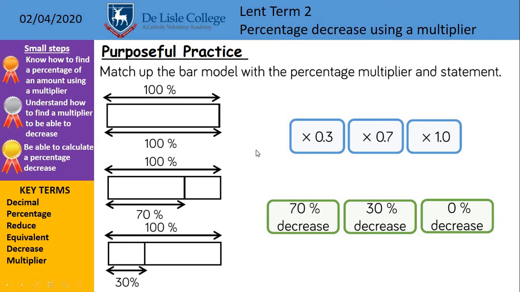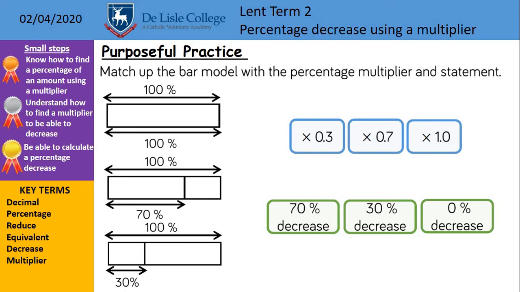So which bar model represents a 70% decrease and which decimal multiplier does it match to? Which bar model represents a 30% decrease and which of the decimals does it relate to up here? And then have a think about this, a 0% decrease. What would happen? Which bar model does this represent and which multiplier is it? Pause the video and have a go.